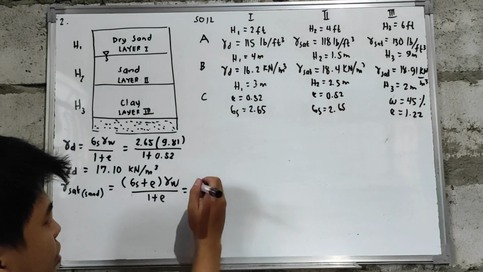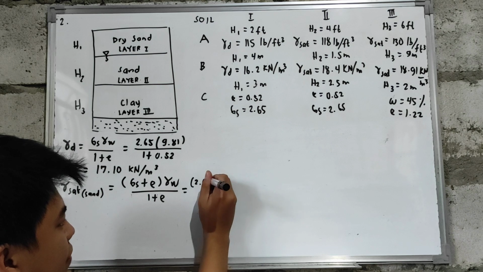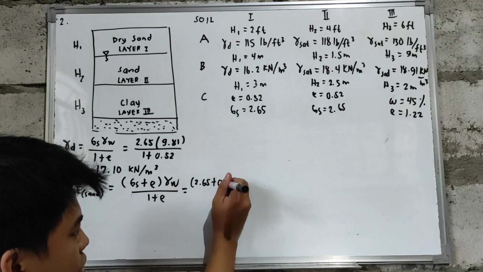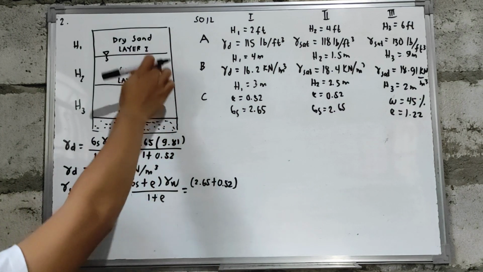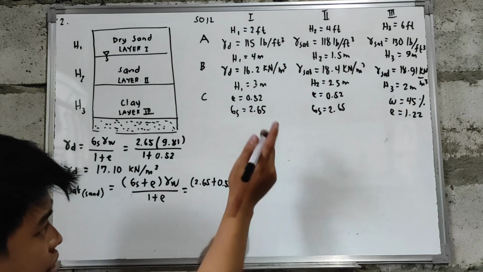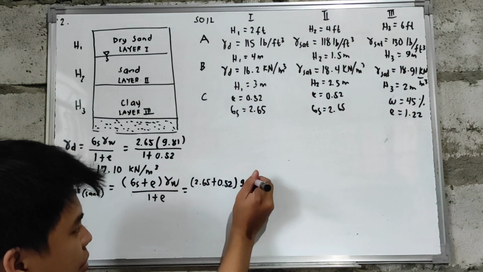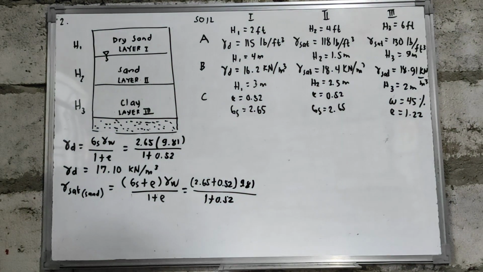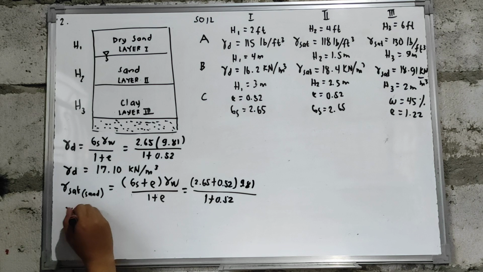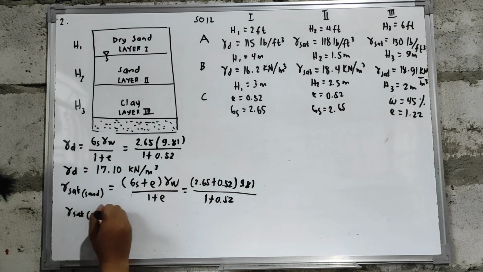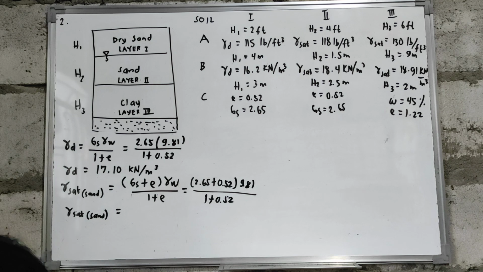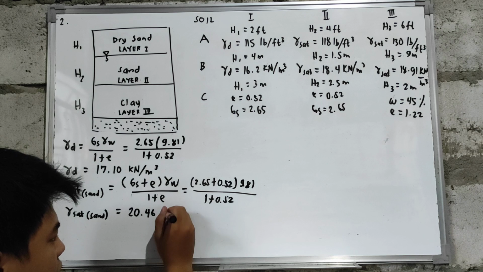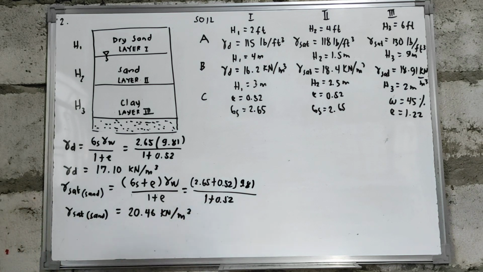So, meron tayo dito na 2.65 plus yung E niya which is equal to 0.52, kasi parehas naman silang sand, multiplied by, since naka-meter tayo, gagamitin natin is 9.81 over 1 plus 0.52. So our gamma saturated sand is equal to 20.46 kilonewton per cubic meter.